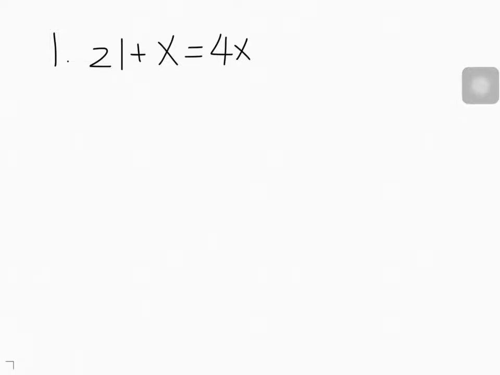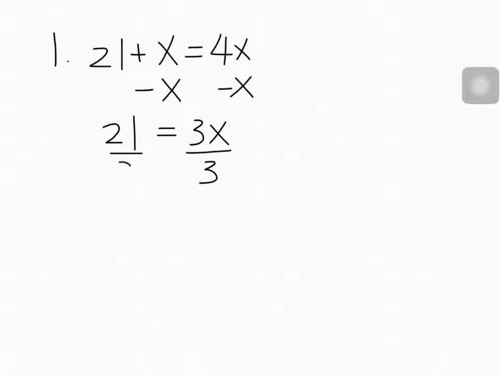So first step, I would like to subtract x from both sides so that I keep the numbers to one side and the variables to one side. So 21 plus x minus x, I'm left with 21. 4x minus x, I have 3x. Following step, divide both sides by 3 to get down to x by itself. So we have x equals 7.